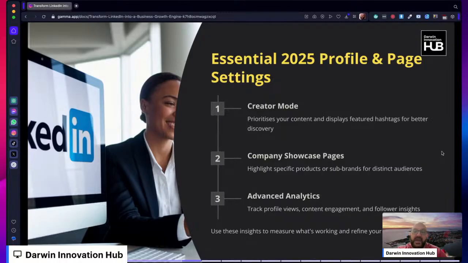You can also look at hashtags for better discovery. I don't really think too highly of hashtags these days. I don't think anyone uses them, and I don't think they necessarily help with discovery that much, but that could be just the niche that I'm in.